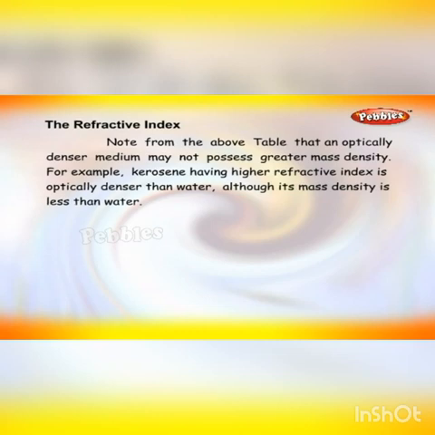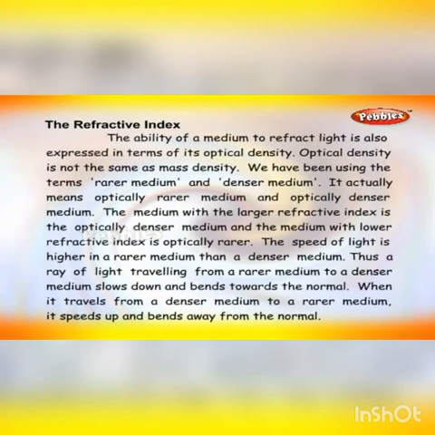For example, kerosene having higher refractive index is optically denser than water, although its mass density is less than water. The ability of a medium to refract light is also expressed in terms of its optical density. Optical density is not the same as mass density. We have been using the terms rarer medium and denser medium. It actually means optically rarer medium and optically denser medium.